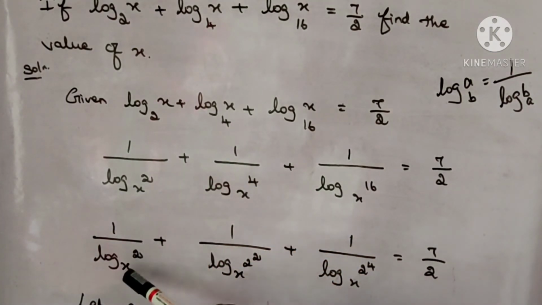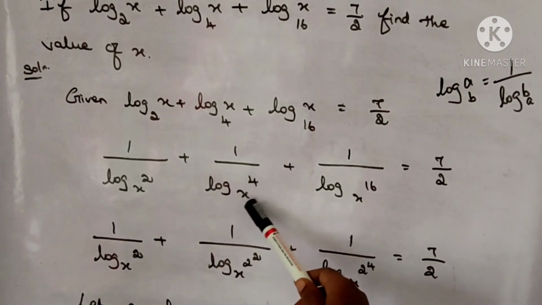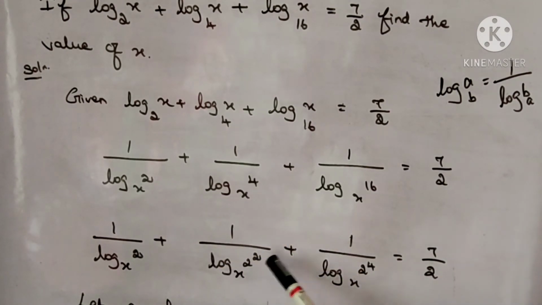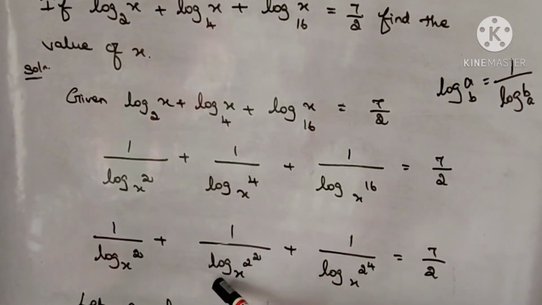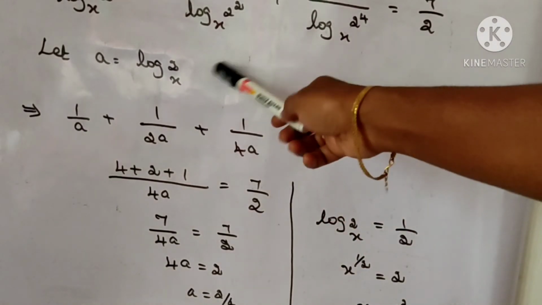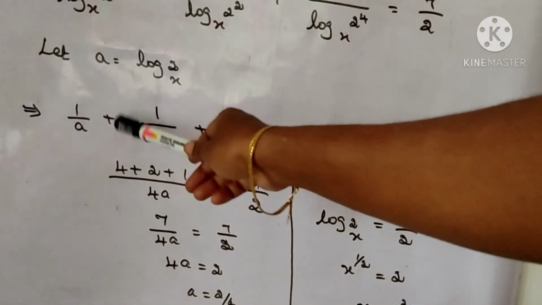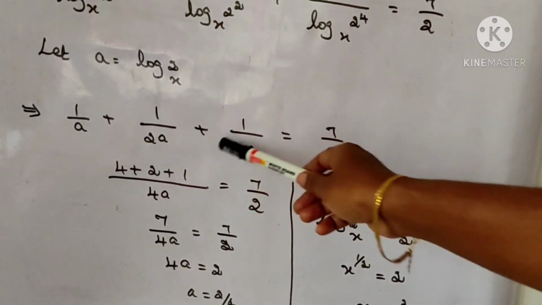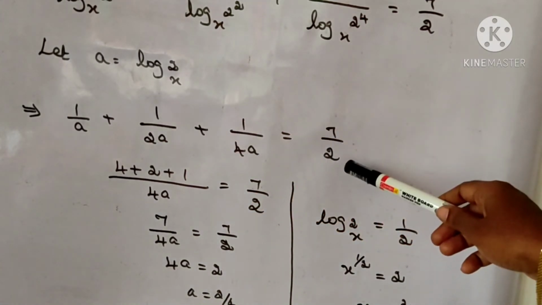So 1 by log 2 to the base x plus, here 4 we can write as 2 square, 16 is 2 power 4. So 2 square, log a power m is m log a. So here we get 2 into log 2 to the base x, here we get 4 into log 2 to the base x. So if you substitute a is equal to log 2 to the base x, the terms are 1 by a plus 1 by 2a plus 1 by 4a is equal to 7 by 2.